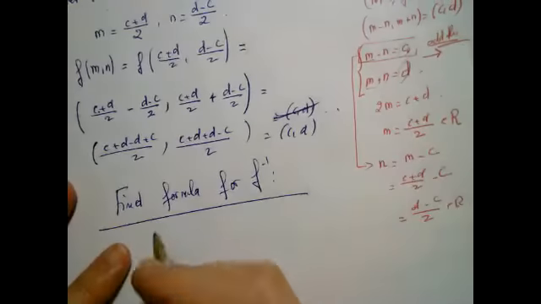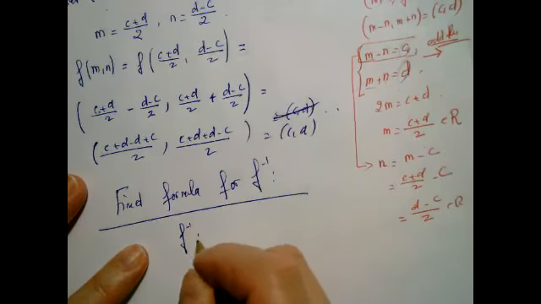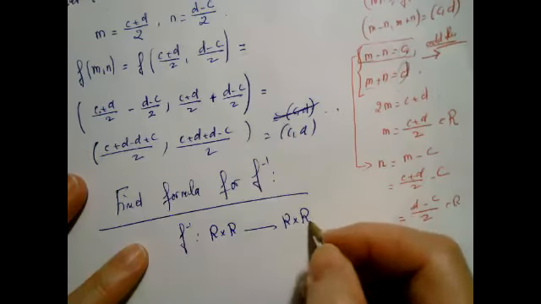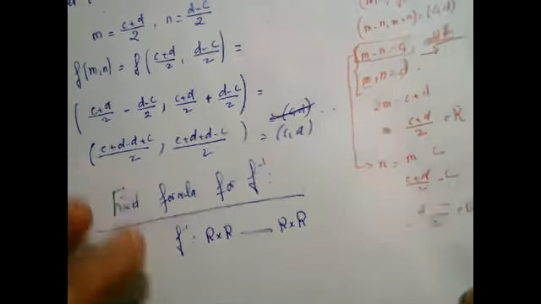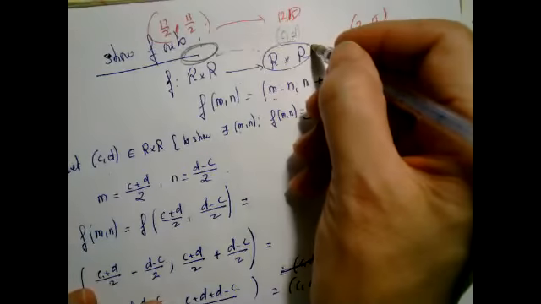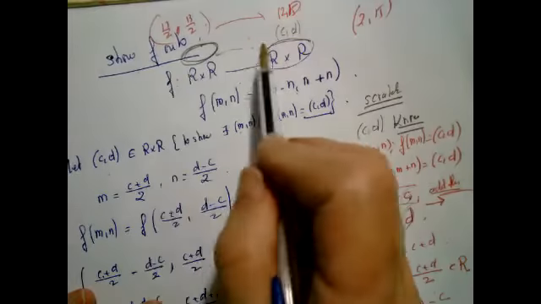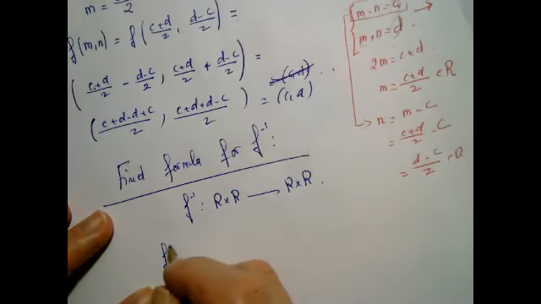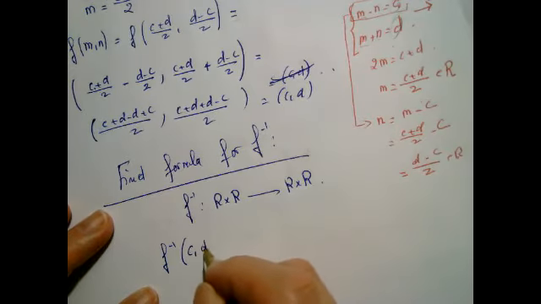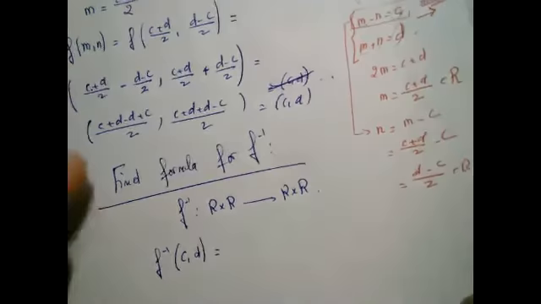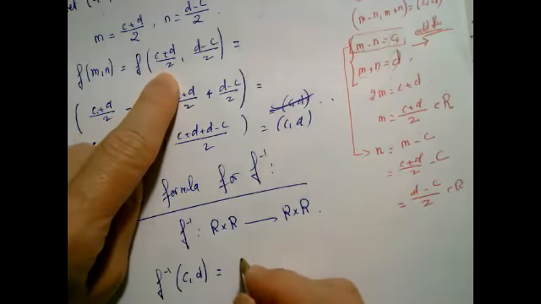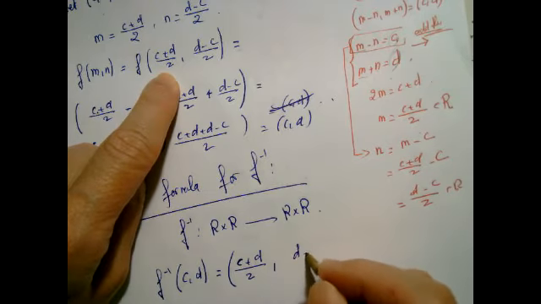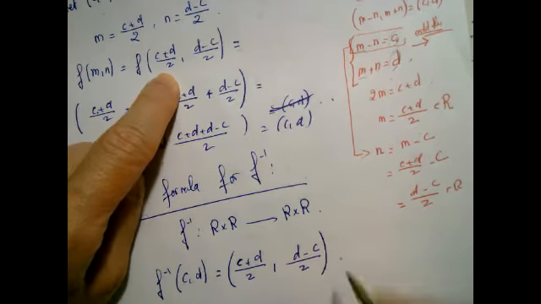So f inverse in this case is a function from R cross R into R cross R. And what does it mean? Find a formula for it. It means, again, if you know the output, what should be the input that's going to be sent into it? So the formula is going to be f inverse of (c, d) is equal to, we pick it up from there. We already found it: (c plus d over 2, d minus c over 2).